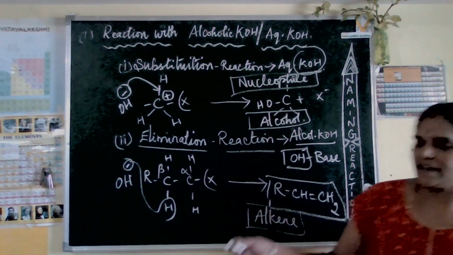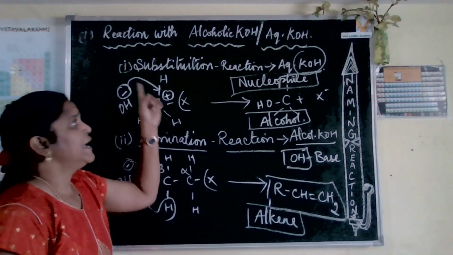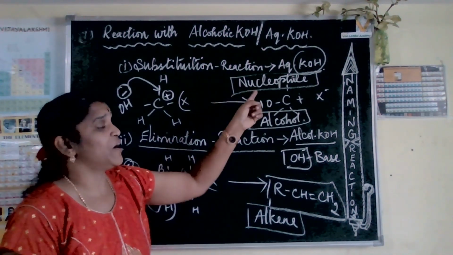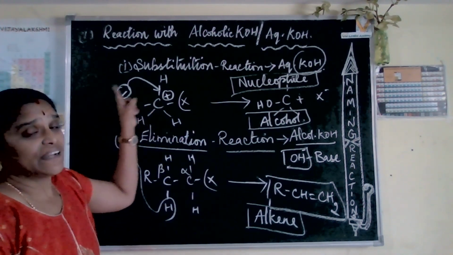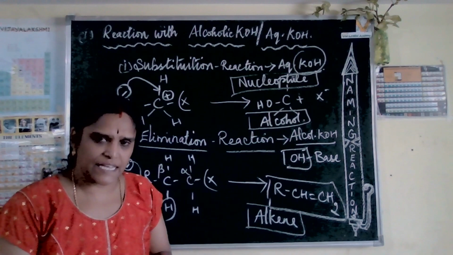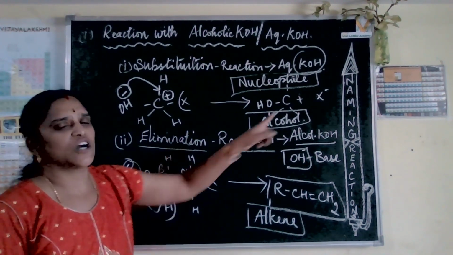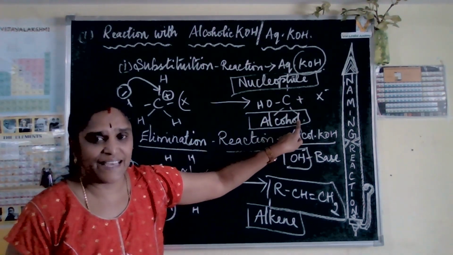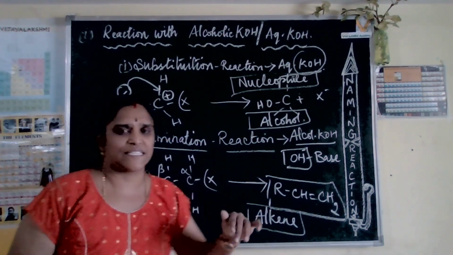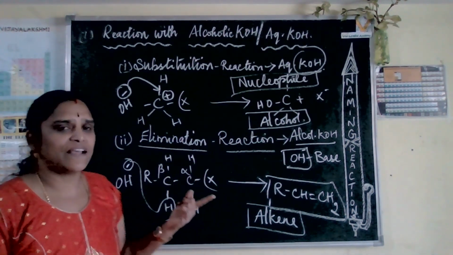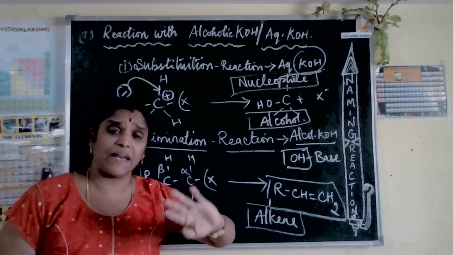Okay, hope you're clear with that. Let me explain once again. In the substitution reaction, KOH acts as a nucleophile. The OH minus ion attacks the positive charge. Now, when it attacks a positive charge, you are getting alcohol. That is a replacing. Substitution means it replaces.